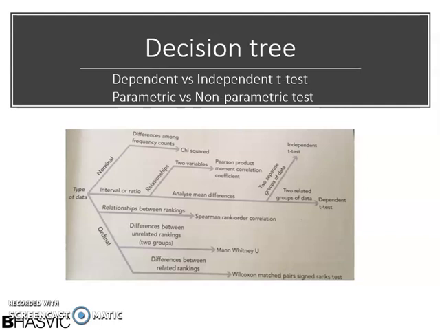Examples of parametric tests are t-tests, ANOVA, MANOVA, and Pearson's product moment correlation coefficient. On the flip side, examples of non-parametric tests are the Mann-Whitney, Spearman rank order correlation, chi-squared, and Wilcoxon matched pairs signed ranks test. It is important to note that all of these tests for statistical significance relate to the null hypothesis of a study.